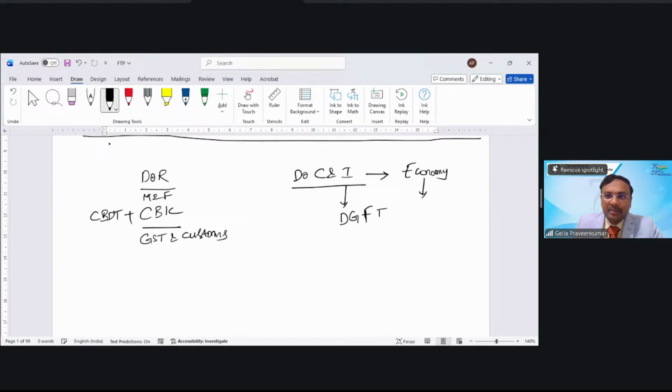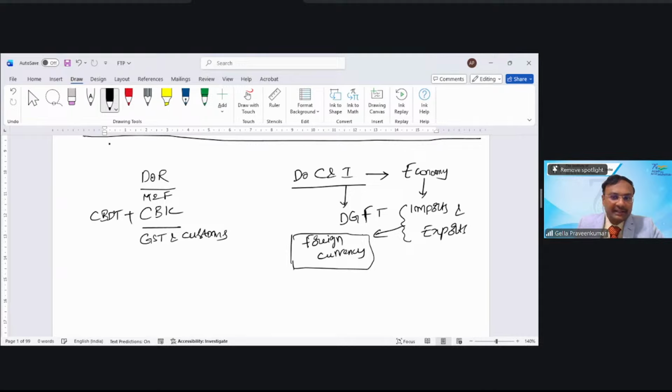So whenever I talk about economy, you have aspects to deal with your imports and exports. Whenever I say imports and exports, there's a concern with respect to your foreign currency. So when we talk about foreign currency, the authorities who are connected with foreign currency, you have RBI, you have FEMA, you have your customs, you have your GST authorities. Also, you have your DGFT authorities.